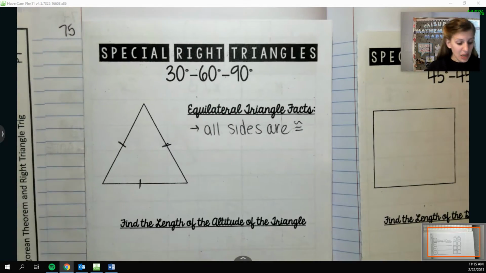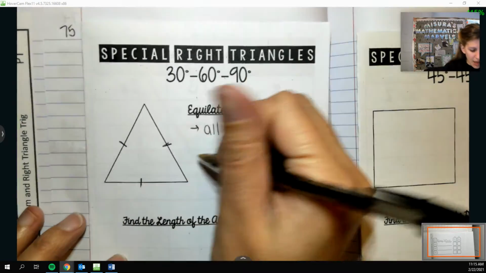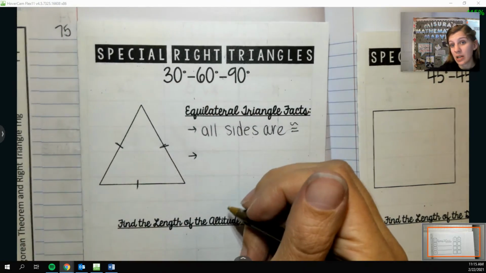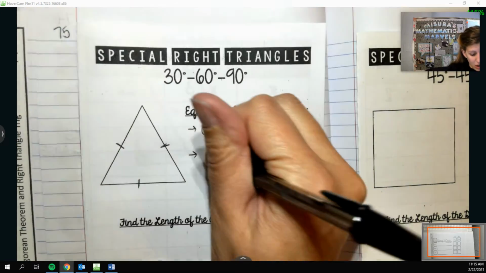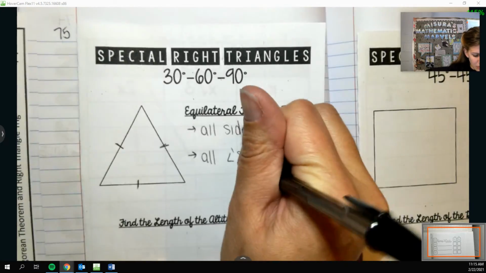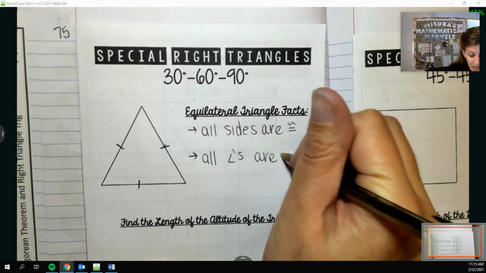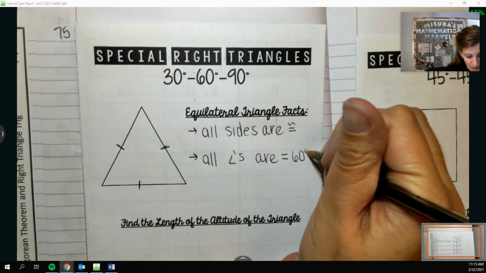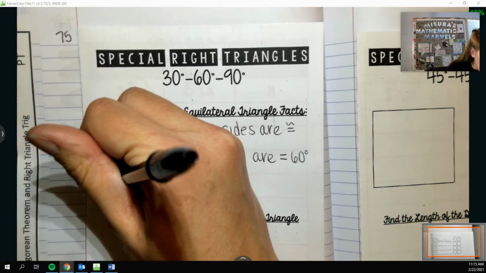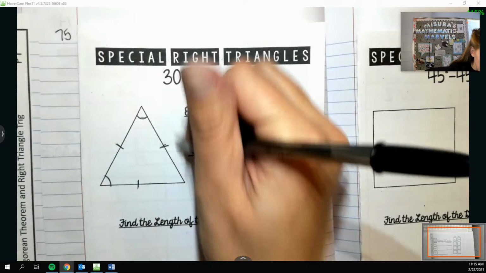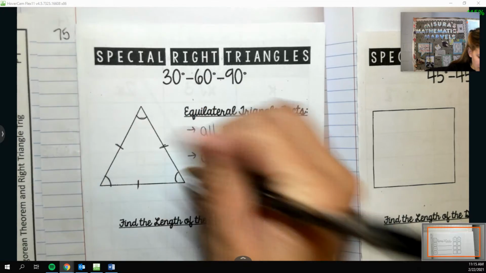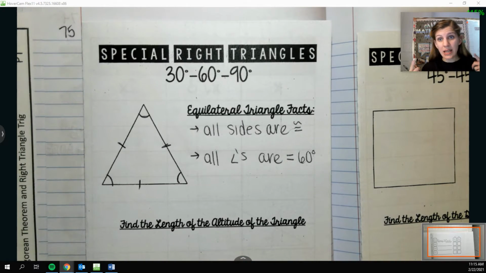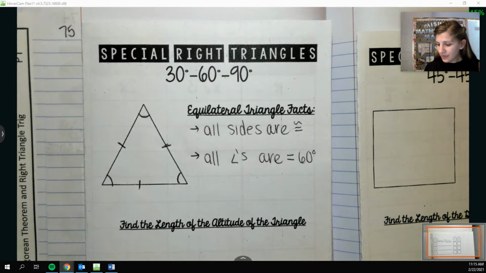So all the sides are the same. The other important thing to remember about an equilateral triangle is that all the angles are the same. And specifically, they're all equal to 60 degrees. So we can show that they're all the same by doing our rainbows in each corner. But I also should keep in mind that they are each 60 degrees.